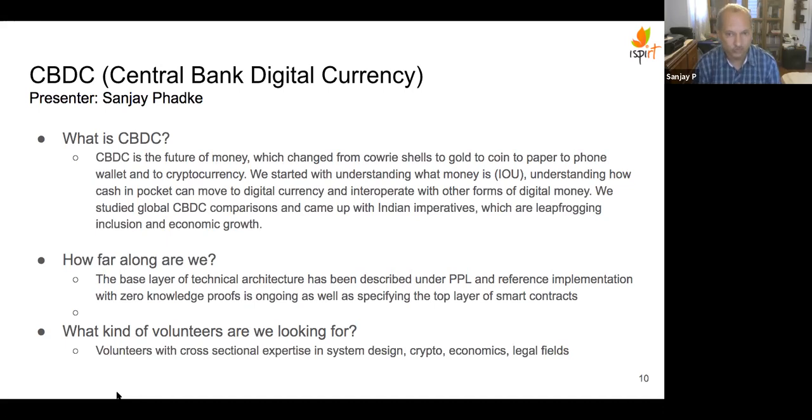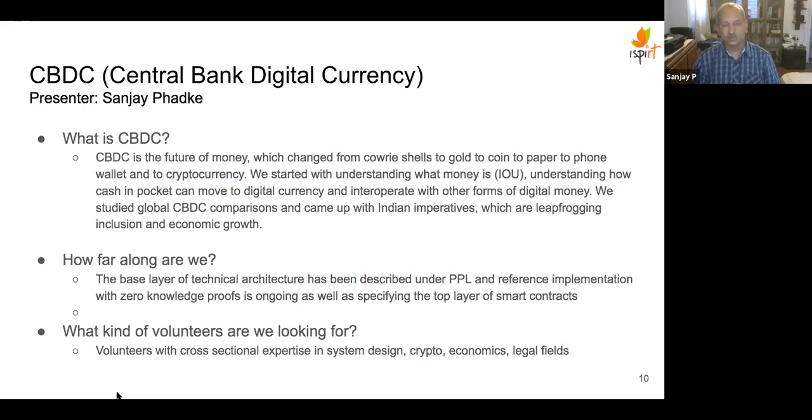So how far along? Right now, as the earlier presenter showed, we've done the base layer of technical architecture under this new Indian formulation of PPL, and the reference implementation work is ongoing. These are three layers, as Dhananjay mentioned. First layer is PPL, second layer is CBDC, and third layer is smart contracts, which will get talked about. So specifying the top layer is also something that is being explored in a separate stream.